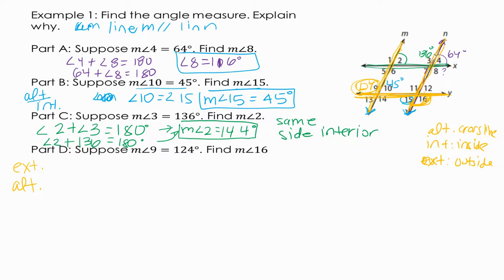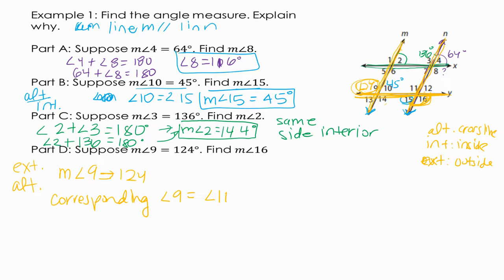This one's a little bit harder, but basically they are going to be equal. And the reason being is because I could use vertical angles here. I could use corresponding angles. I know that if this is 124, then angle 14 is 124. Angle 11 is 124, and by vertical angles, I could get to 16 again. So the measurement of angle 9 is 124, right? By corresponding angles, I know that angle 9 equals angle 11.